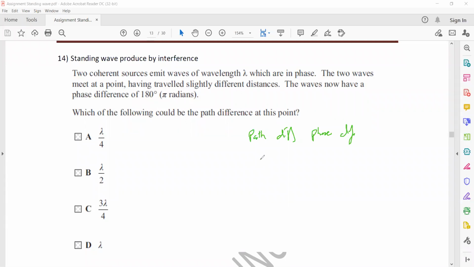If the path difference is lambda, then the phase difference will be 2 pi radians. And if the phase difference is pi, and the path difference is x, then cross multiply. So x will be equal to pi lambda divided by 2 pi. This will cancel with this, so it will be lambda by 2. So the value of x is lambda by 2, so B will be the right answer for this question.